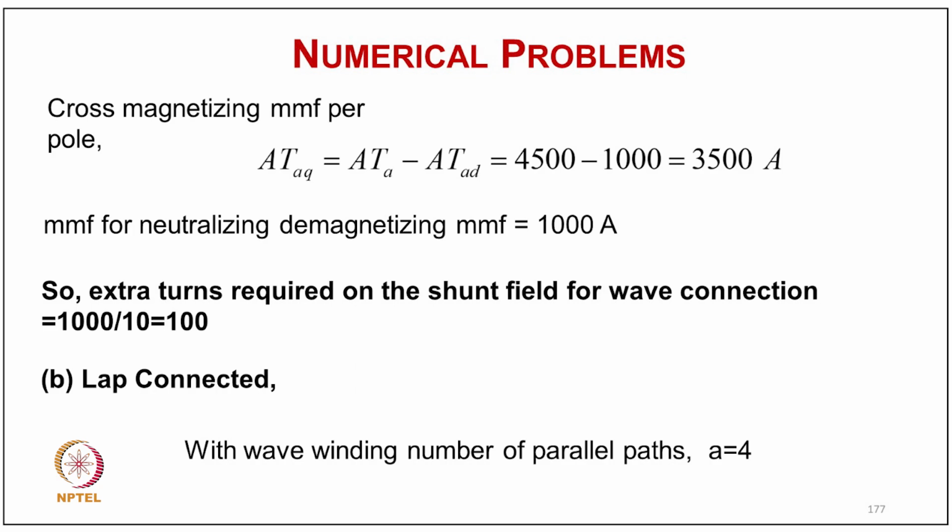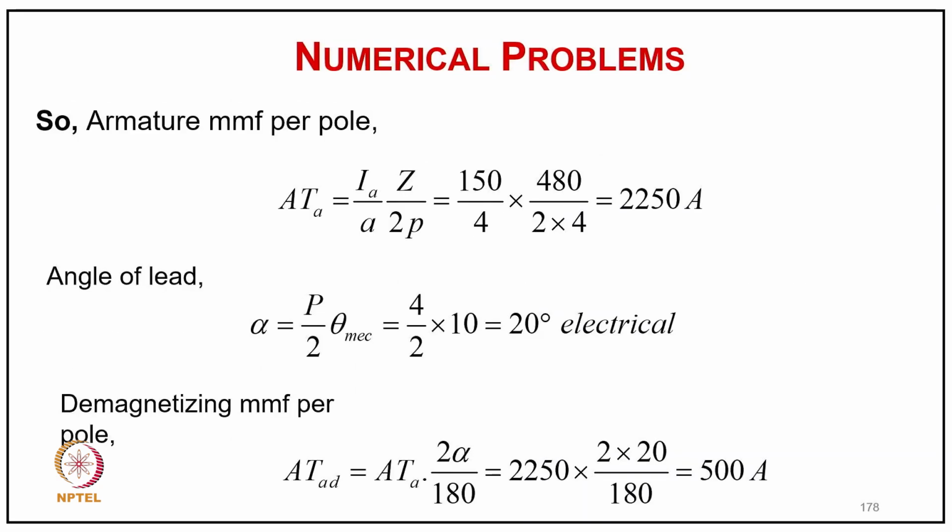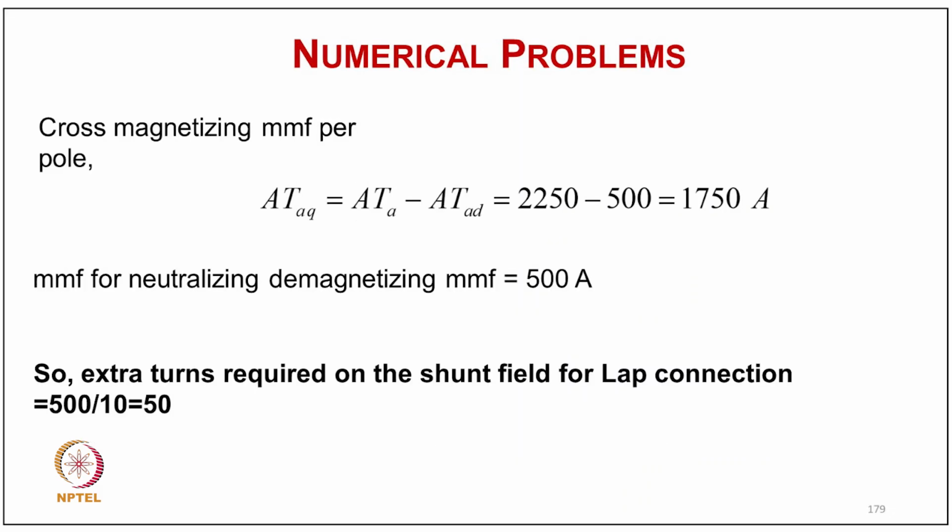And for B, for lap connected, for lap winding the number of parallel paths equals 4, and armature ampere-turns AT_a equals I Z upon 2 P A, so it comes 2250. Angle of lead alpha equals P by 2 theta mechanical, 20 degrees. Demagnetization AT_d, putting the value, is 500, and the cross magnetizing AT_c equals AT_a minus AT_d, so it comes 1750. And for neutralizing the demagnetizing 500, the extra turns required on the shunt field for lap connection are 500 by 10, that is 50.